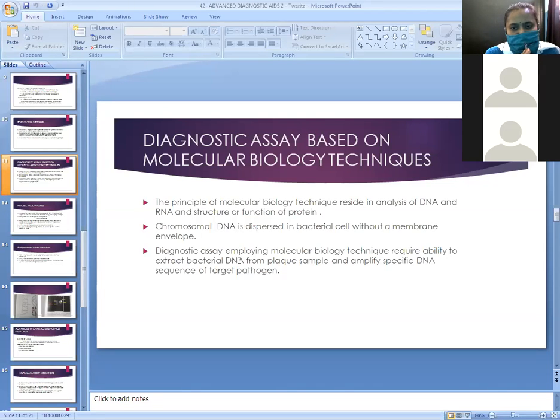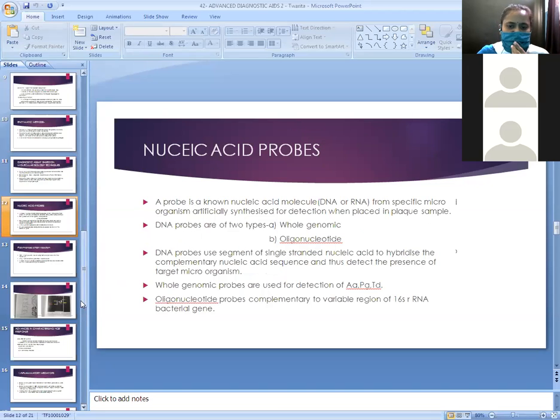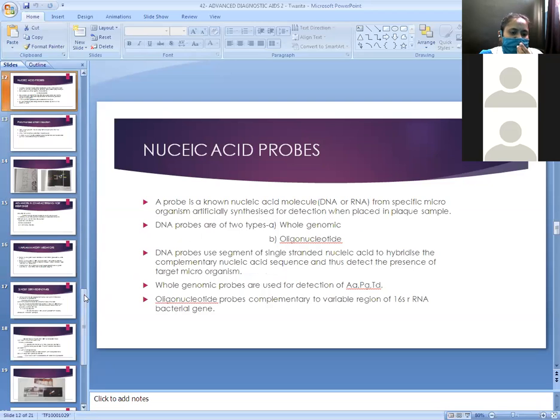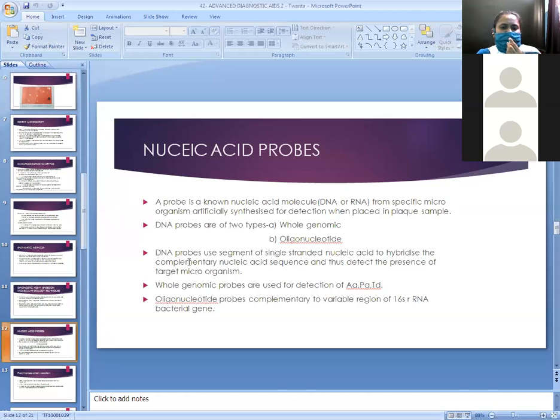PCR, polymerase chain reaction. Agarose gel electrophoresis is useful for separation of microorganisms, because based on the molecular weight, that particular microorganism or that particular DNA will migrate towards the electrodes, positive or negative. Usually they travel towards that electrode, and you can check whether the microorganism is present or not. Once you detect the microorganism, you can multiply it with the help of polymerase chain reaction.